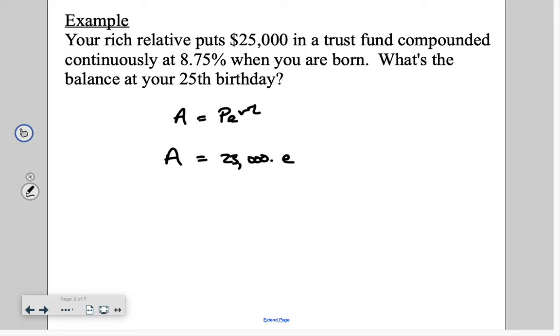Interest rate as a decimal. What is 8.75% as a decimal? 0.0875. So I'm going to put this in parentheses here. We've got 0.0875 times, what's t going to be on this one? 25 years. 25 years later, we're going to come back and see how much we got. So there's the setup. The nice part is there's no solving because we're finding the ending amount. So I don't have to solve for a variable. It's already by itself.